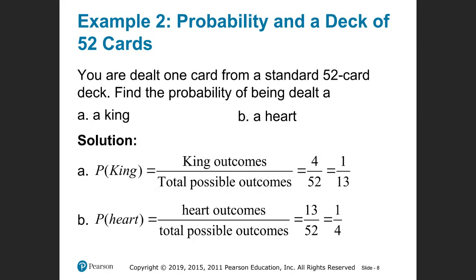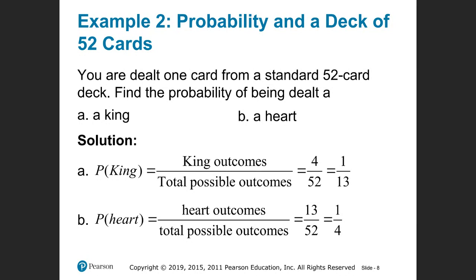Example 2, probability and a deck of 52 cards. You are dealt one card from a standard 52 card deck. Find the probability of being dealt A, a king, B, a heart. The probability of a king: the king outcomes over the total possible outcomes. There's 4 kings in a deck. You've got 52 cards in the deck, so it'd be 4 over 52, which reduces to 1 over 13.